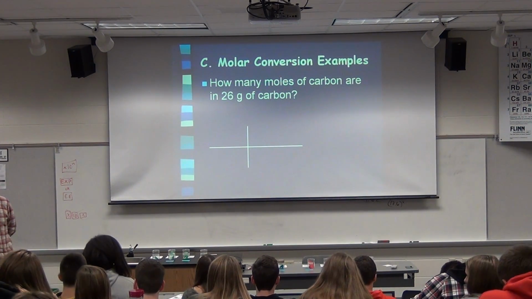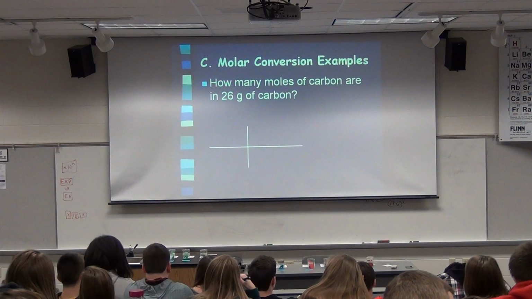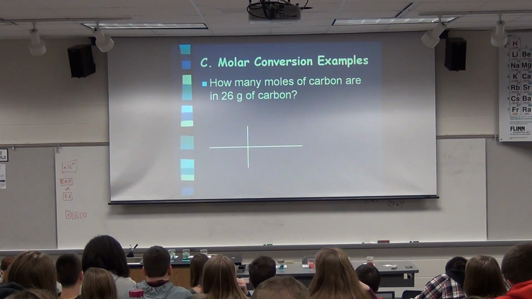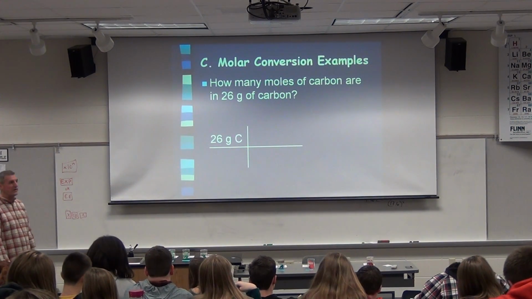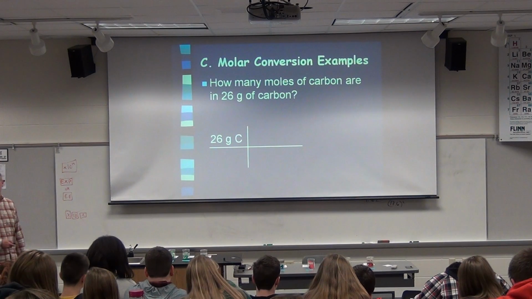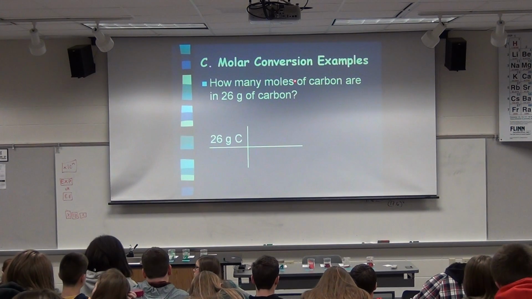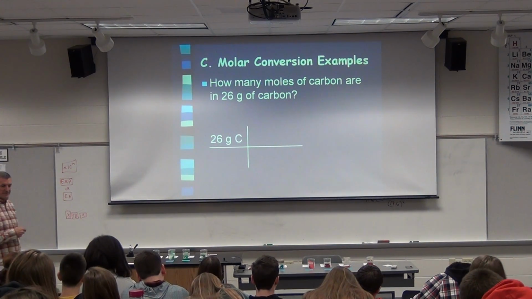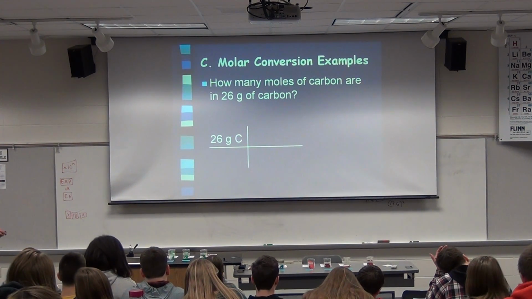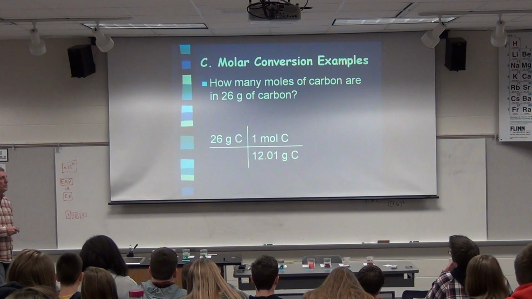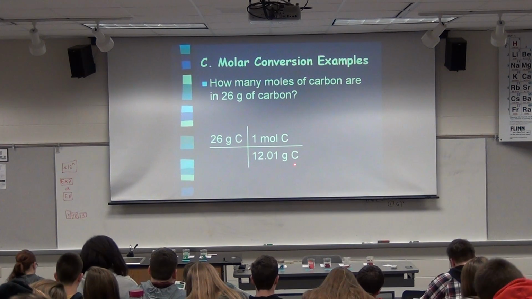For our first one, this one should almost be second nature, but if it's not, we're going to go through it anyway. 26 grams of carbon, we want to know how many moles there are in 26 grams of carbon. So we look at what we've got, grams, what we want, moles. That's going to be the left-hand side of your little island bridge diagram. We want to get from grams to moles, so our conversion is going to be moles over grams.